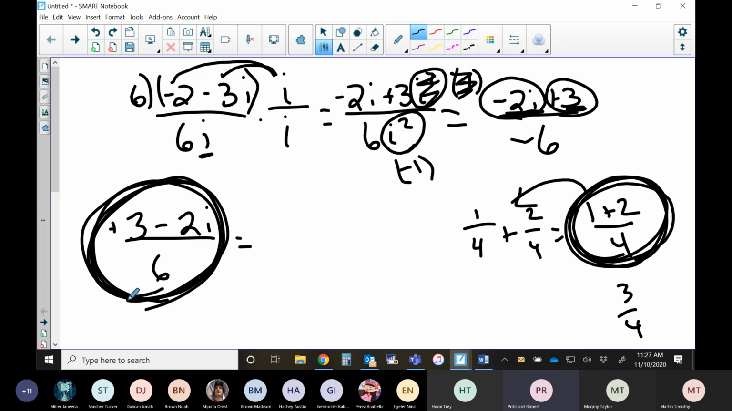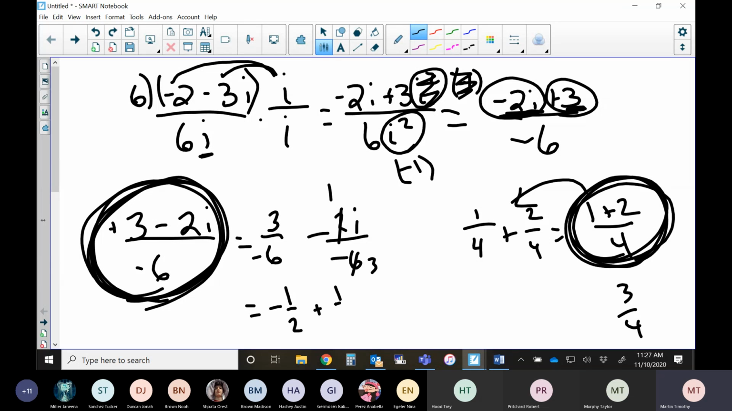I have +3 over 6 plus -2i over -6. And it's supposed to be a -6, that's my fault. Then this turns into a 1/2 when I reduce it. Divide by 2, and this turns into a positive, because a negative over a negative, 1/3 i. And if you look, that's the answer you'll see on your answer choices. So please make sure you understand how to reduce and change.